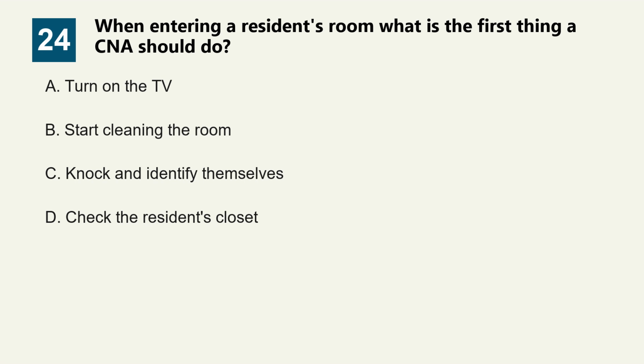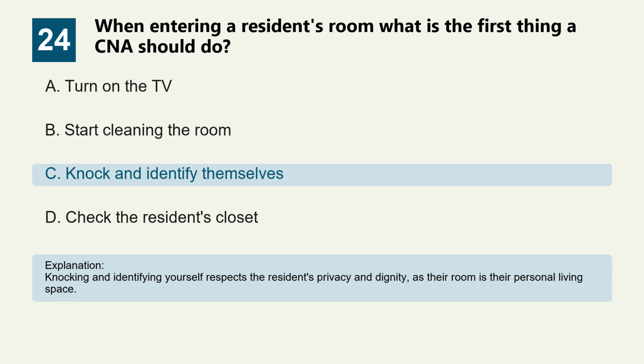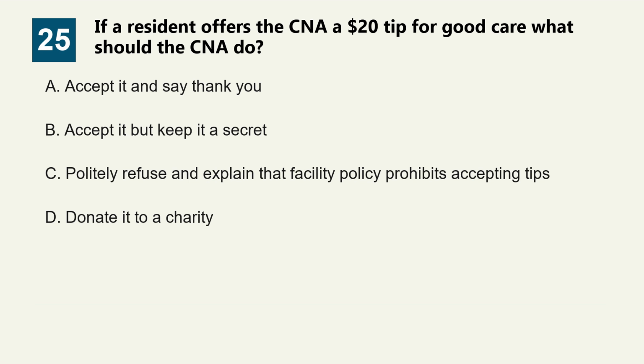Question 24. When entering a resident's room, what is the first thing a CNA should do? Option A. Turn on the TV. Option B. Start cleaning the room. Option C. Knock and identify themselves. Option D. Check the resident's closet. The correct answer is option C. Knock and identify themselves. Knocking and identifying yourself respects the resident's privacy and dignity, as their room is their personal living space.